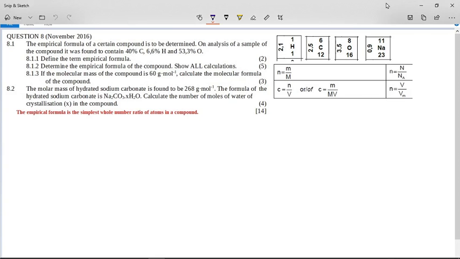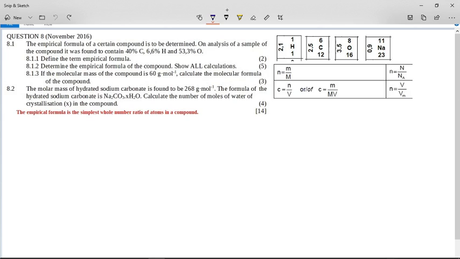Okay, let's look at this grade 10 calculation. It's a stoichiometry calculation from November 2016. Over here, you can see I've got all the information I'm going to need from the periodic table. I've got all the elements involved here, and I've got all my formulas from my formula sheet so that we can get started.